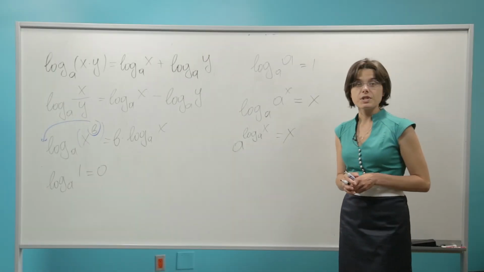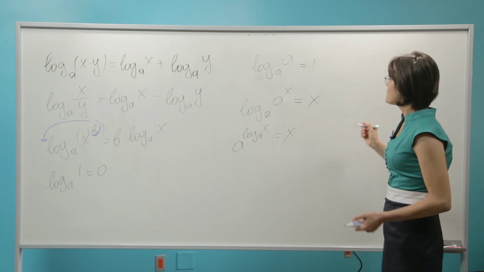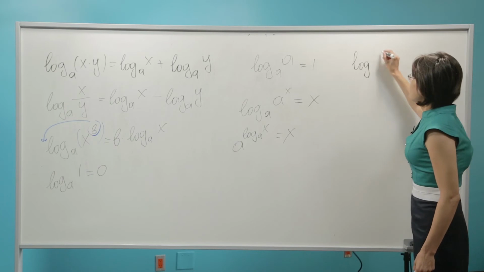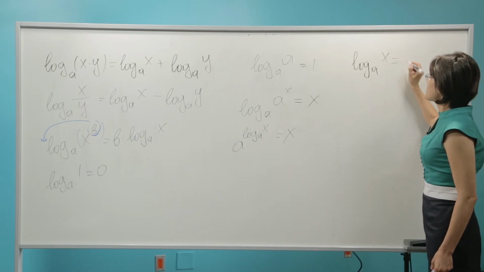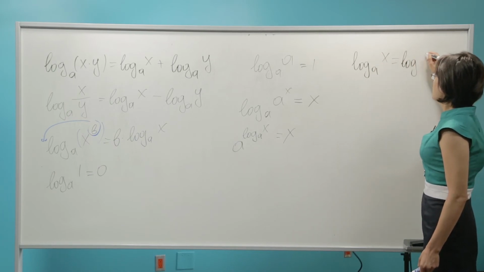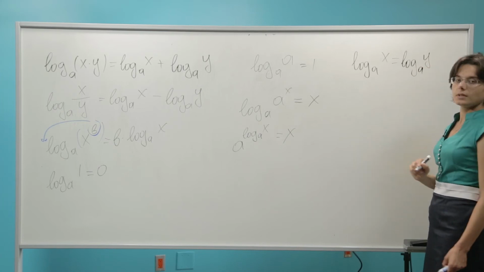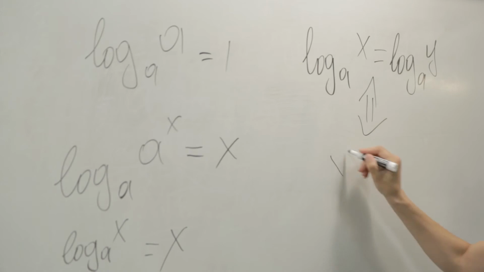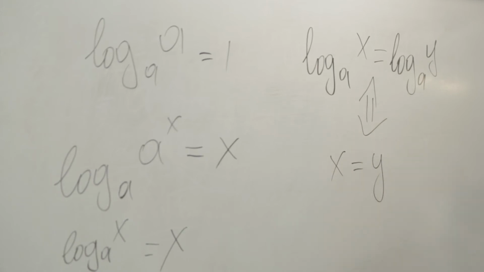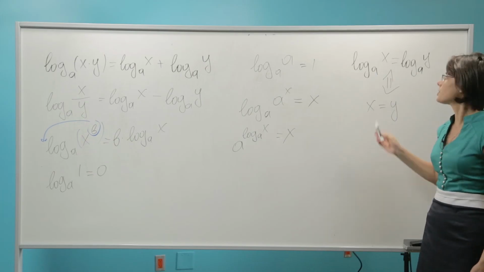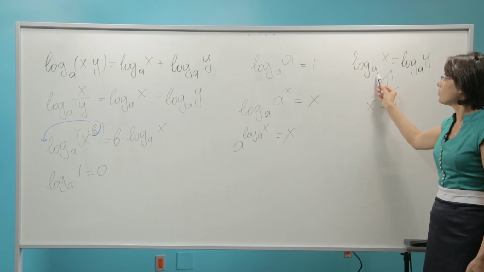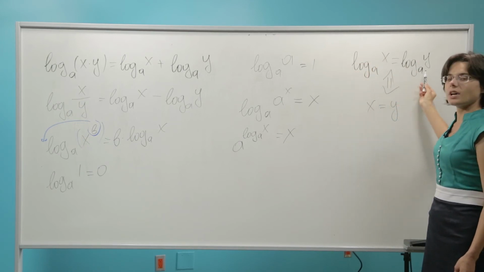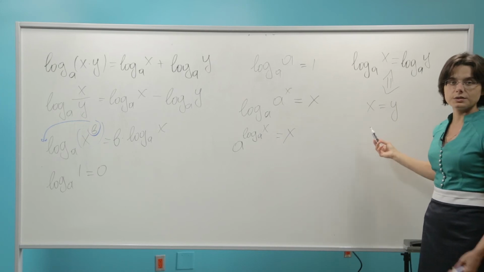In order to solve some equations, we always should think about the following rule. If logarithm of x with base a is equal to logarithm of y with base a, it will happen if and only if x is equal to y. Same as with exponential functions, right? So we have logarithm with base a on both sides of this equation, so whatever is under the logarithm has to be equal.